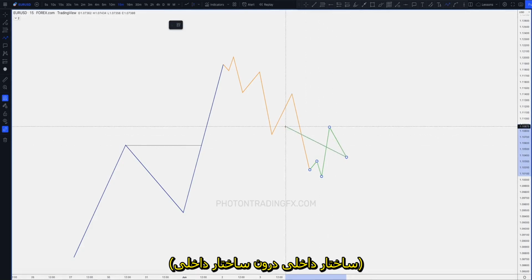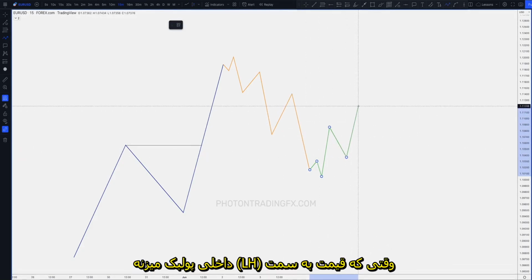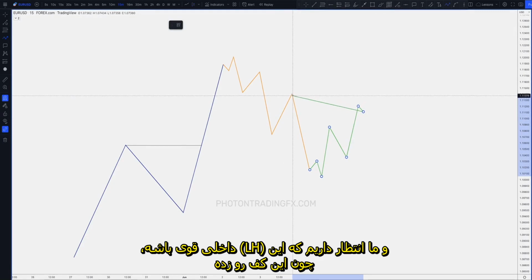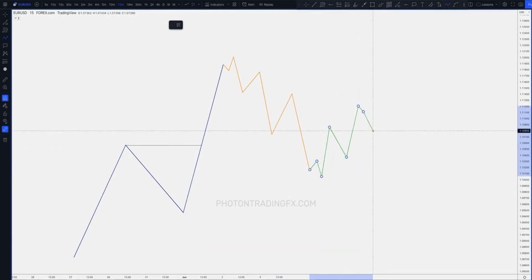The internal structure of the internal structure. This is what I mean where it gets a bit complex. Now, as price then pulls back up towards the internal lower high, we expect this internal lower high to be strong just from an internal perspective, because it took out this low. And we're expecting that that new internal lower high could form here and we can take out the internal lower low there. So that's what we said.